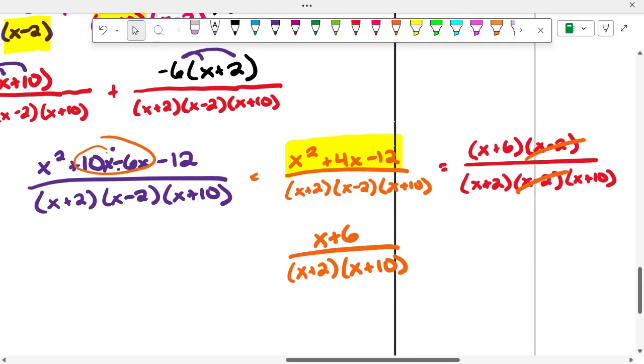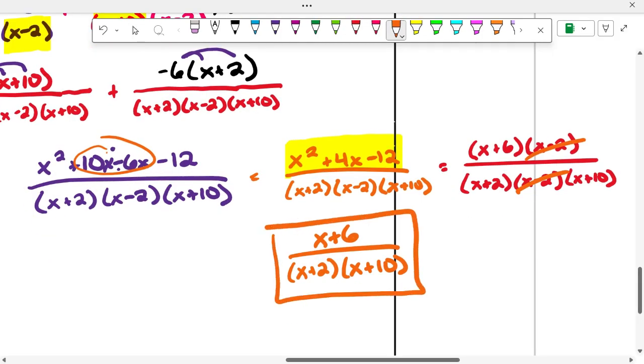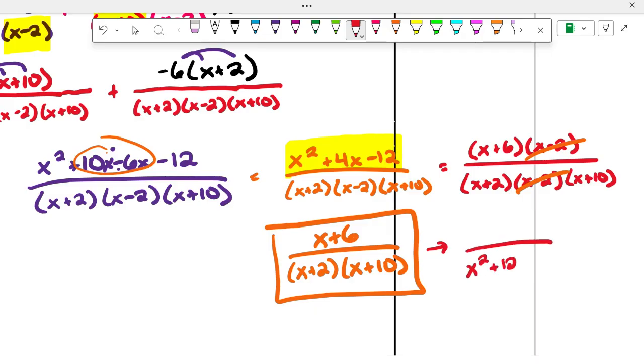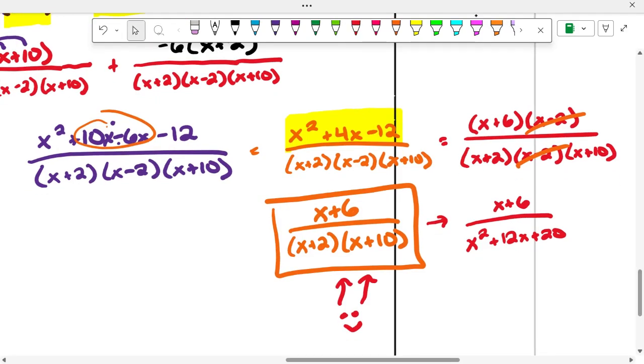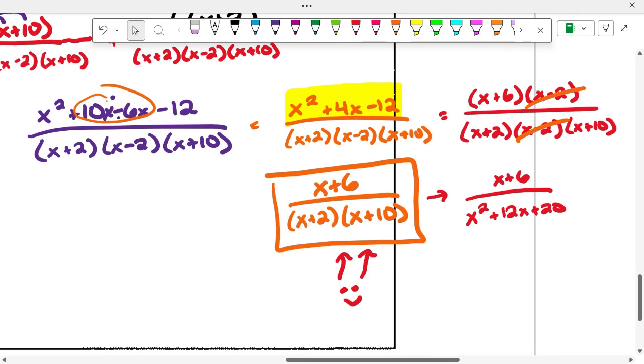Now, again, if you got here, I'm happy. If you wanted to take it a step further, you could box the bottom. You didn't have to, but if you did, it would have been x squared plus 12x plus 20 over x plus 6. But if you got here, Miss Murphy is a happy camper. All right, any questions on that?